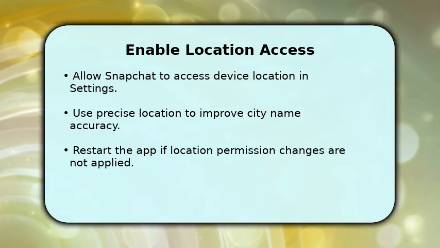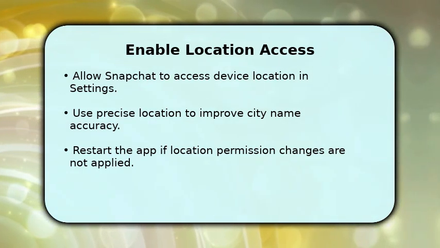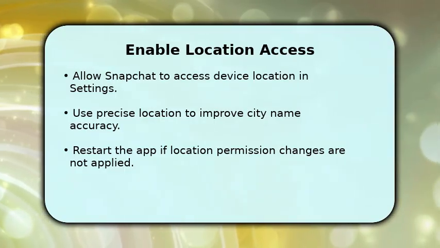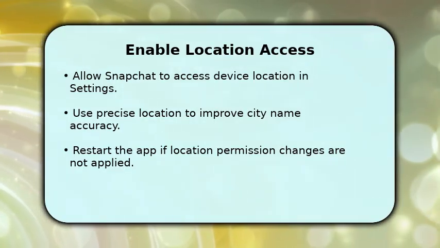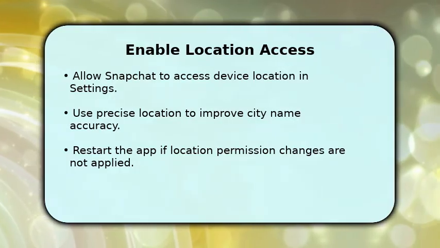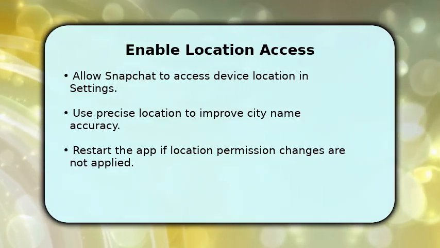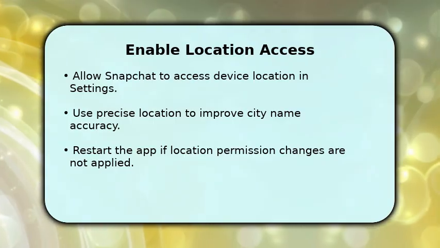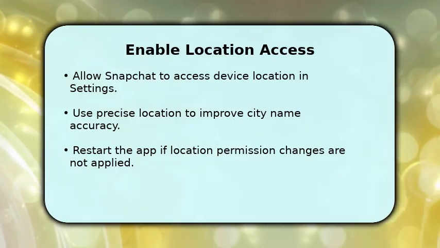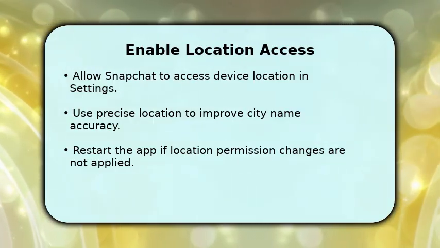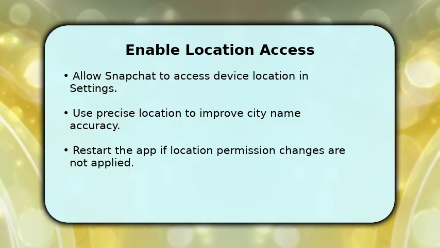Go to your phone settings, find Snapchat, and enable location access and precise location. Return to Snapchat and confirm the app shows your current area on the camera screen. If the city name does not appear, toggle permissions off and on, or restart the app to refresh location data. Once updated, the location sticker will offer relevant city.